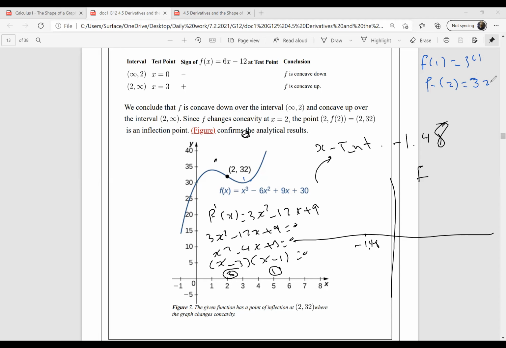So now we have f dash of x equals 3x squared minus 12x plus 9, divided by 3. Then x squared minus 4x plus 3 equals 0. Factorize: x minus 3 and x minus 1 equals 0. Then x equals 3 and x equals 1 are the critical numbers. Find the critical points by substituting in the original function. f of 1 will be 34 and f of 2 will be 32. So the critical points are 1 and 34, and 2 and 32.